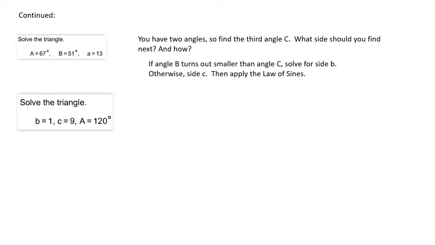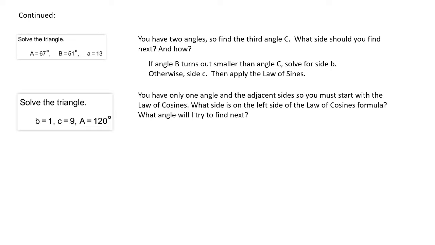Solve this triangle. How should we start? Well, you only have one angle. You have the adjacent side. So you must start with the law of cosines. My question now is, what side is on the left side of the law of cosines formula? And then what angle will I try to find next?